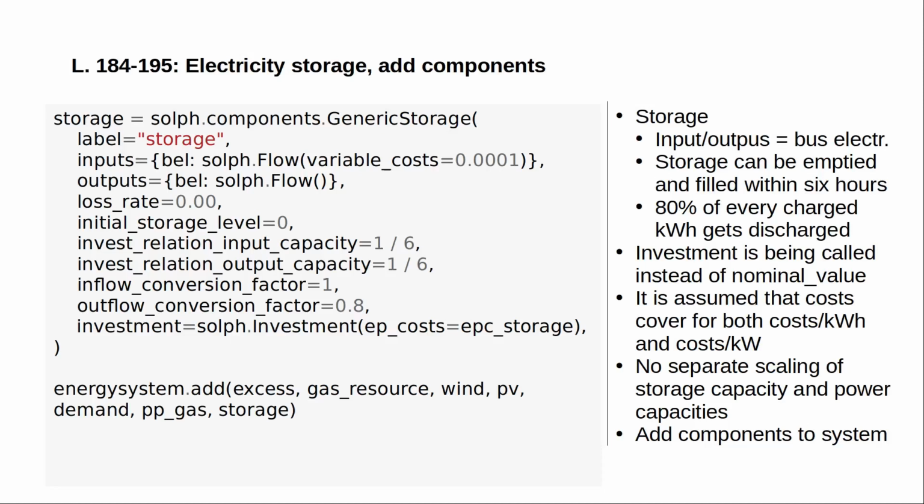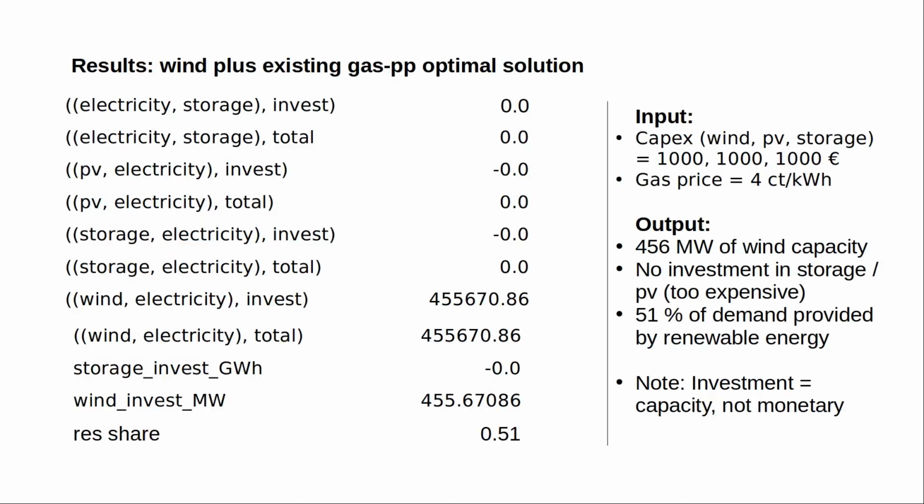So of every kilowatt hour you charge, 80% is being discharged and 20% are assumed to be losses within the system. What is subject to optimization here is the investment parameter, meaning how many kilowatt hours of storage capacity you want to install. It's fed by the EPC underscore storage we have defined earlier. In our case, 1,000 euro per kilowatt hour, assuming that it covers the costs per kilowatt inflow power capacity and outflow power capacity. We then add all these components to our energy system and then run the system.